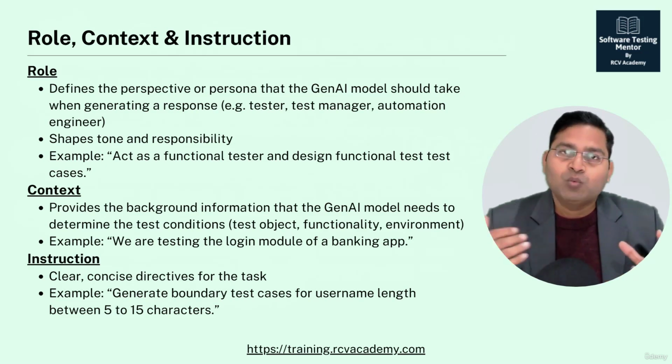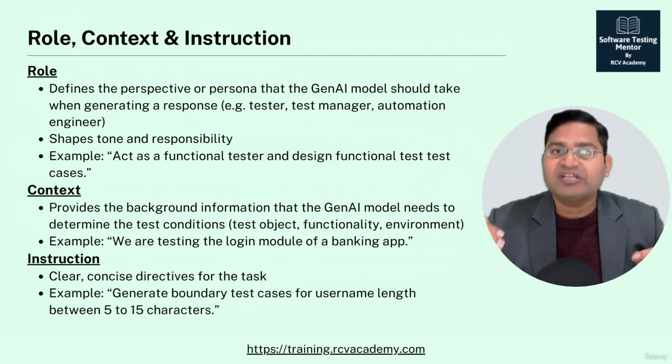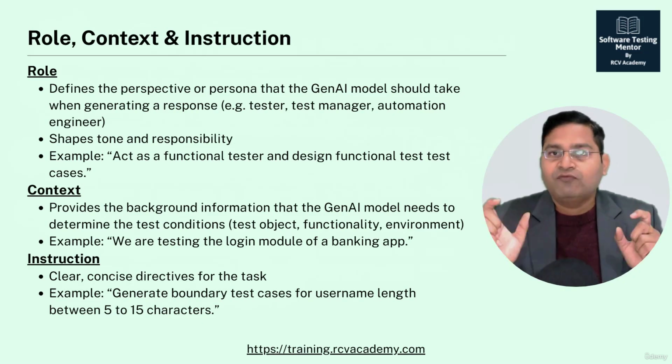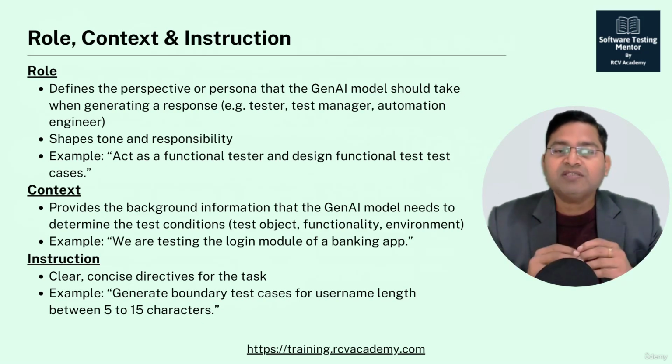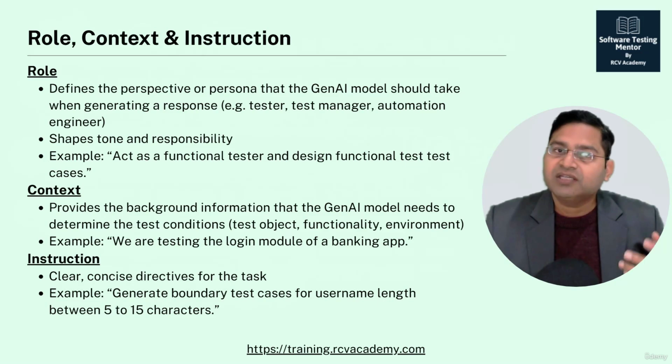Then you have the instruction, which is more of clear, concise directives for the task. So instructing what should be done. For example, generate boundary test cases for username length between 5 to 15 characters. So very clear boundaries that you are setting. The instruction for this username field, which is of this length, suggest me the boundary test cases. Okay, this is the instruction.